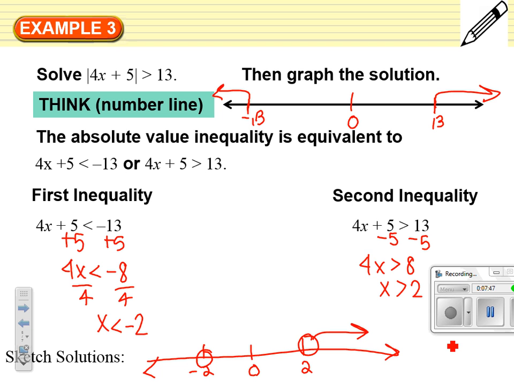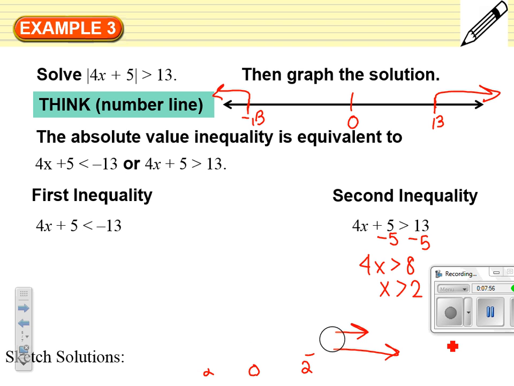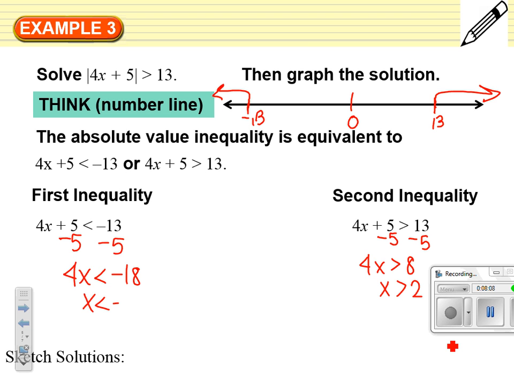Oh, I made a mistake. I'm so sorry. I should have subtracted 5 over here instead of adding 5. So these are wrong. I apologize. Just erase the right one. So subtract 5 on both sides. 4x is less than negative 18. X is less than negative 18 over 4, which is negative 9 halves. I was just making sure you guys were all paying attention.